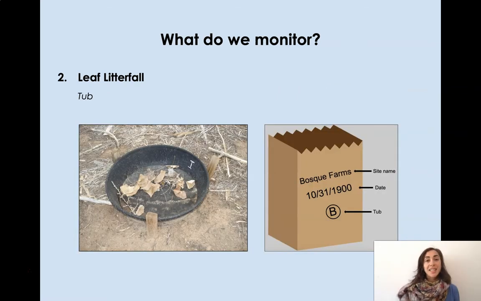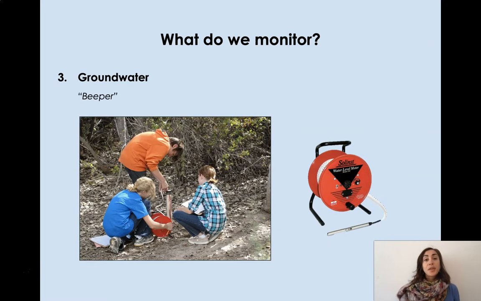The second data set is the leaf litterfall. We collect this data set using black tubs like this one here. Basically, we collect the leaves that fall on the ground. That helps us understand the biodiversity, so the different types of plants that we have in the bosque, and also the quantity of these leaves that get into each of these tubs every month, to help us understand the health of the bosque. The third data set is the groundwater wells, and they look something like this picture here.